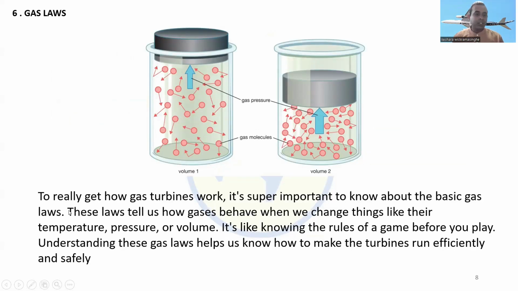To really get how a gas turbine works, it's super important to know the basic gas laws. These laws tell us how gases behave when we change things like their temperature, pressure, or volume. It's like knowing the rules of the game before you play. Understanding these gas laws helps us know how to make the turbine run efficiently and safely. If you're going to learn about gas turbines, the gas laws are very, very important, because the gas turbine works according to the gas laws.